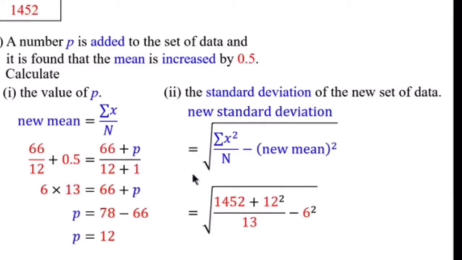Then the new mean: just now we had the mean, which is 66 over 12 plus 0.5. So the new mean is actually 6. So we have to apply these into the formula and then you solve it. Your new standard deviation is 9.315. That is the right answer for the new standard deviation. So you have to find the new sum of data squared. The sum of data squared is affected after you add p, and the number of data is also affected.